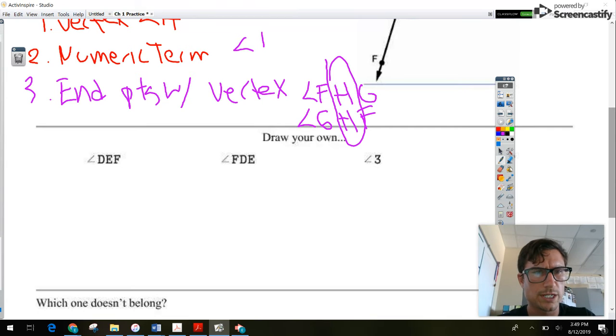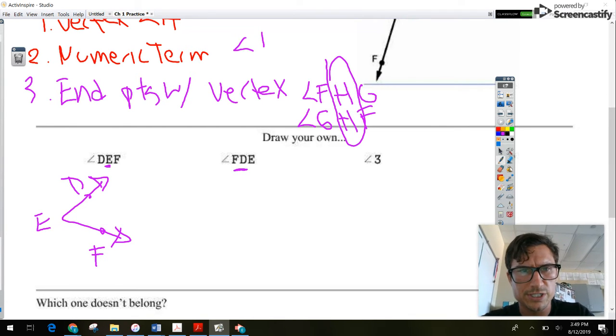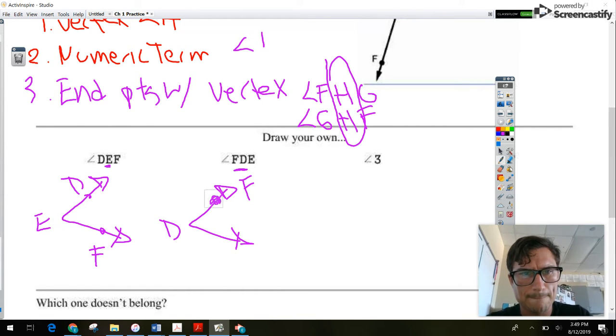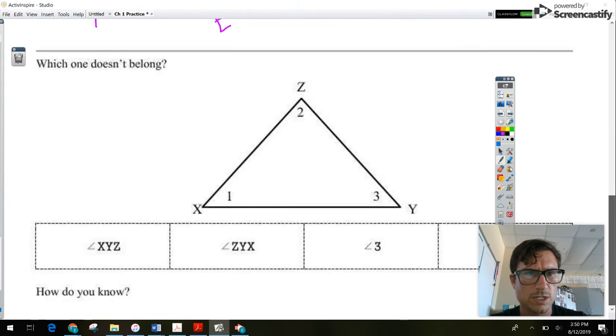So draw your own angle. So we're going to do an acute angle here. The vertex is E. It's going to be where the 2 rays come together. And then we have D, E, and then we have F. So that's DEF. You notice here that the vertex is E. That's where the 2 rays come together. You have F, D, E. And this would be angle 3 in the interior, which doesn't belong.